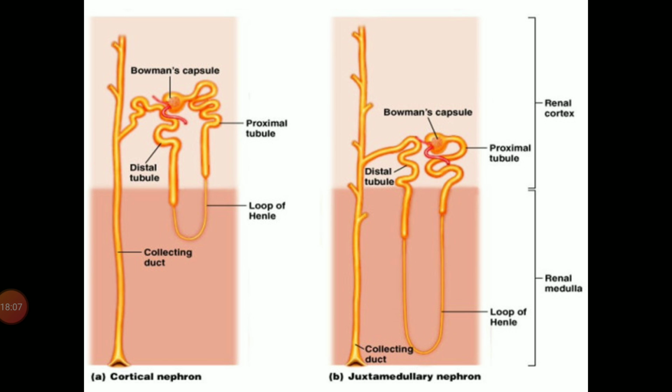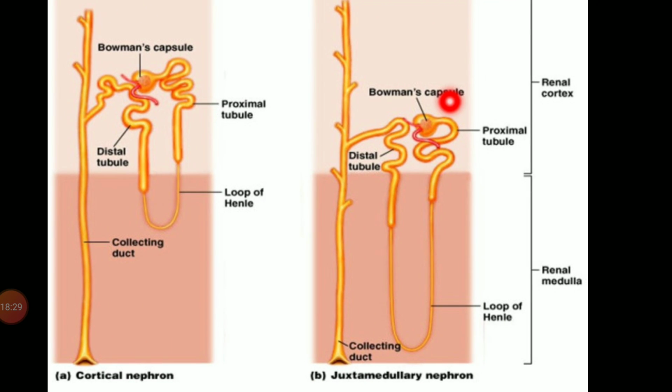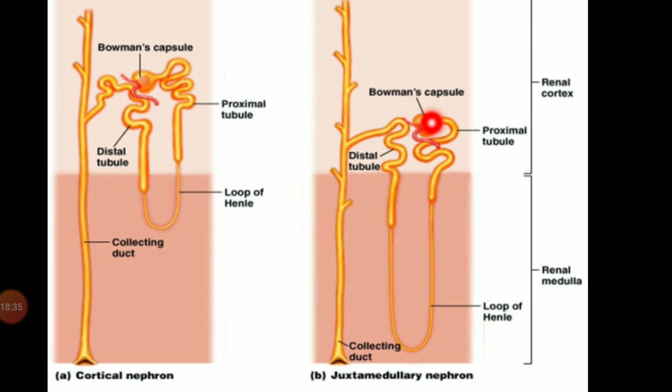Now if you compare this nephron with the juxtamedullary nephron, you can see that the whole length of the juxtamedullary nephron is so long, because the loop of Henle in the juxtamedullary nephron is so much longer than in the cortical nephron. This juxtamedullary nephron starts just near the medulla, and the loop of Henle is so long that the length of the nephron itself has become so long.